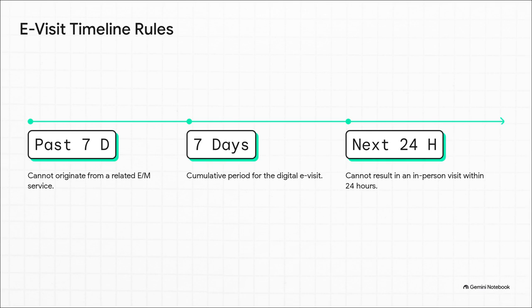Patient e-visits have their own tricky timeline exclusions too. If a patient fires off a portal message, you have to look back. Did this inquiry originate from a related E/M visit that happened in the previous 7 days? If it did, nope, you cannot bill the digital code. Similarly, you have to look ahead. Let's say you spend time on the digital E/M, but ultimately realize, hey, this patient really needs to come in, and they are seen for an in-person visit within 24 hours or the soonest available appointment. In that case, all that digital time is just bundled right into the in-person visit.